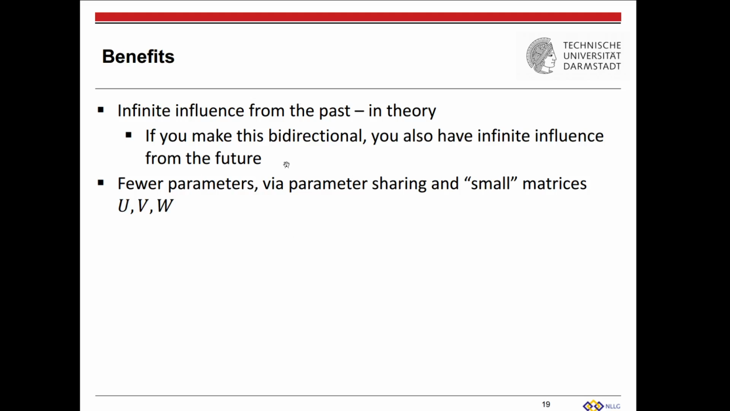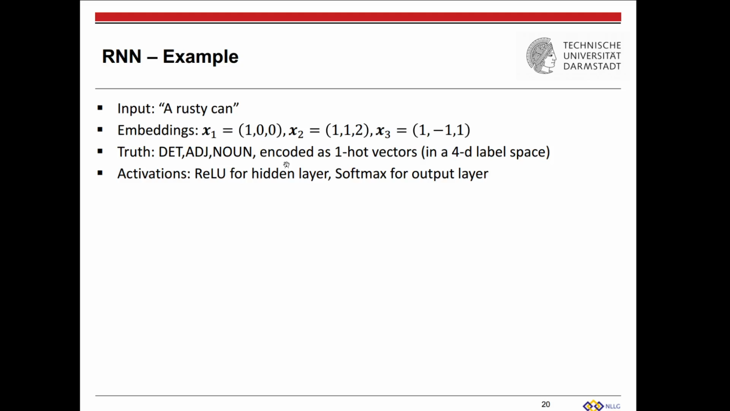And we have these small matrices U, V, and W. And now let's make an example. We have the input. Let's say we have our embeddings for our 3 words, x1, x2, x3. These are embeddings. Let's say the true labels are determiner, adjective, noun.